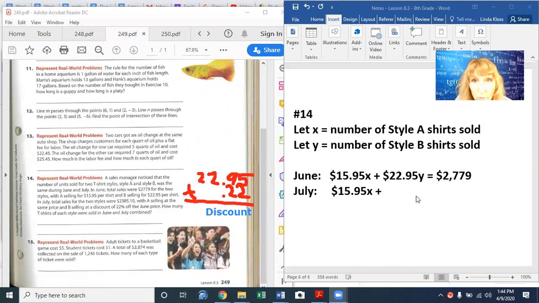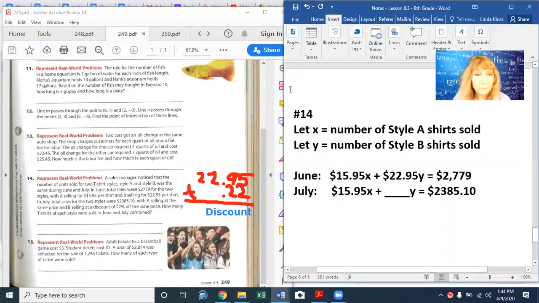If you go to the store and it was originally $22.95, you get a discount. You're not going to pay the discount amount. You're going to pay the price minus the discount. So you're going to figure out what that should be. It's going to be something. Y equals, what's the total sales for that July month? $2,385.10. So then you have your system of equations. You'll have the 2 equations that you'll have to solve using the elimination method.